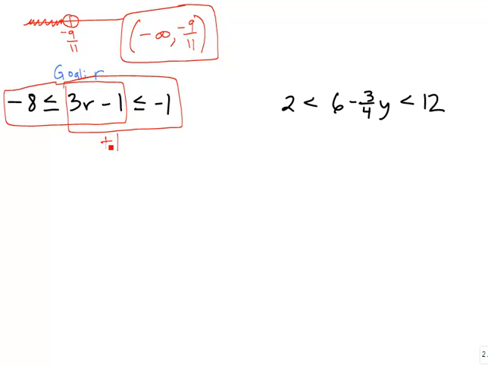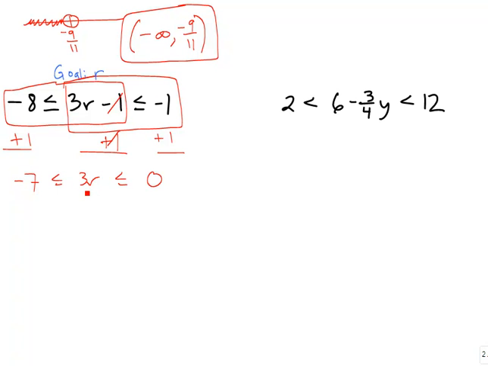So what we do to show this simultaneous work here is we add 1 in the middle, we add 1 on the left, and we add 1 on the right. So we're actually going to do it 3 times. Now when we do that, negative 8 plus 1 is negative 7. In the middle, the 1's cancel out, and we get 3r. And on the right, negative 1 plus 1 is 0. So now we just have a 3r in the middle. How do we get this to be just an r in the middle?